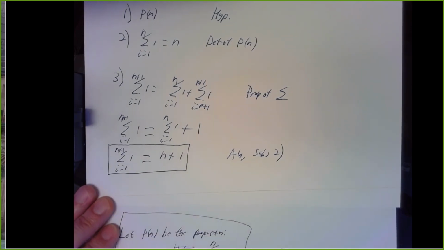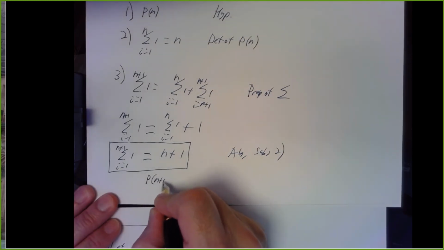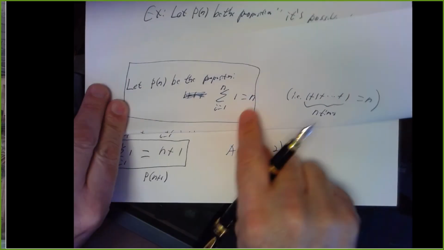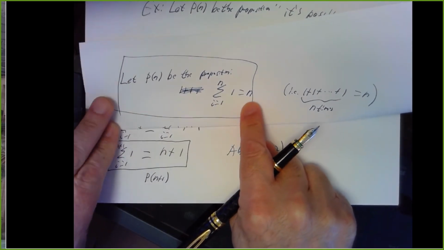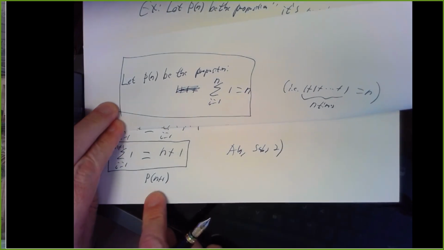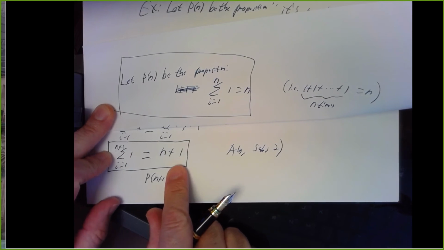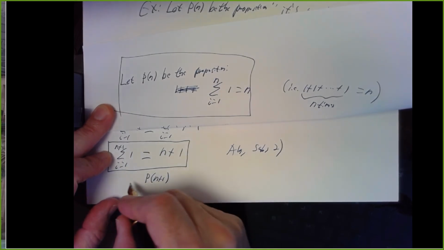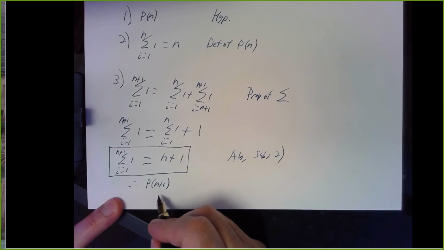Well, that proposition has another name. This is also P of n plus 1. P of n is the proposition that if we add the sum up to n, we get n. So P of n plus 1 is the proposition that if we take the sum to n plus 1, we get n plus 1. Well, we just showed that. So P of n plus 1 is true.